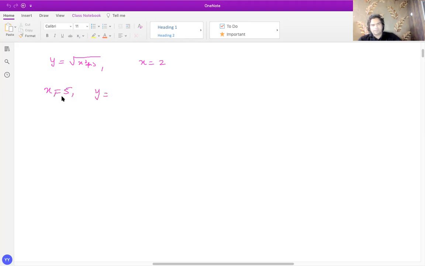So when I plug in x as 2, the y value will be root of 4 plus 5, which is root of 9, which comes to be 3. Now, when you find dy by dx, it'll be the chain rule. So it's x squared plus 5 to the power half as the original function. So it'll be half. Don't touch the inside function in the beginning.